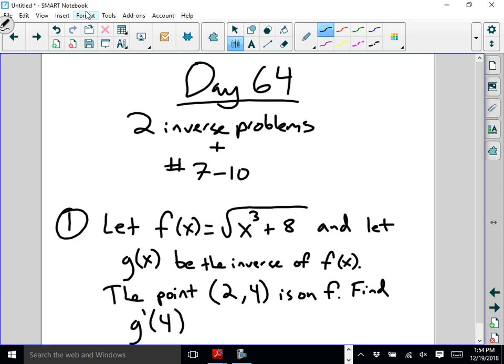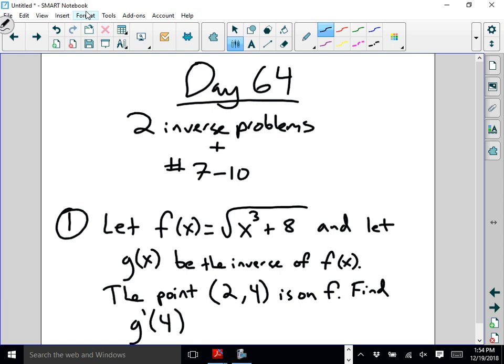Okay, so number 1 here, it says, let f of x equal the square root of x cubed plus 8, and let g of x be the inverse of f of x. So it's pretty explicitly stated there that g and f are inverses. Then it says the point (2, 4) is on f. That's absolutely crucial information because they want us to find g prime of 4.